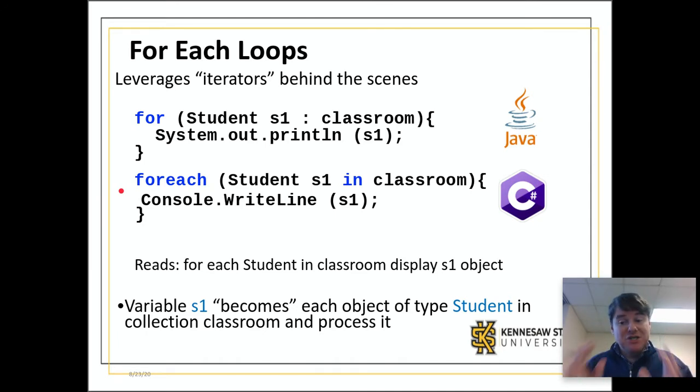Warning, you cannot change S1 inside those curly braces. You can't remove or add one into the array list while you're doing a for each loop. If you need to do that, you're going to need to do it with a for loop. Why? Because there's a concurrency problem. All right, think about it this way.